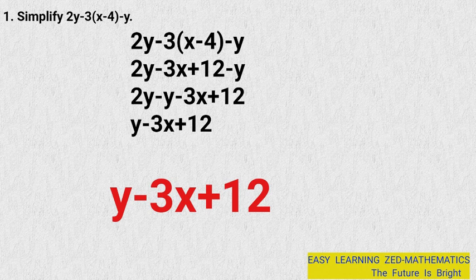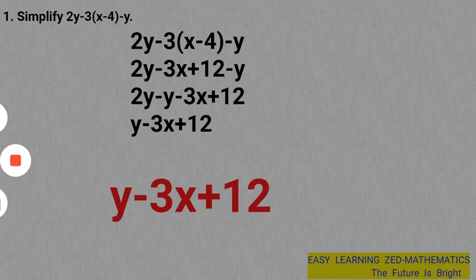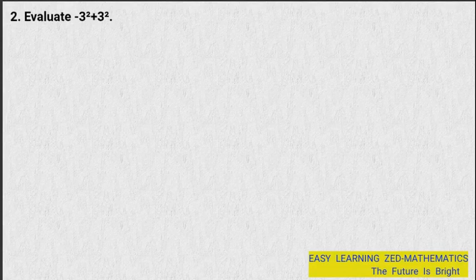Okay, let's go to question number 2. Question number 2 was evaluate negative 3 squared plus 3 squared. Evaluate negative 3 squared plus 3 squared. So this is the question that came on question 2. So what you need to do is write the expression, then multiply. You need to understand that when negative 3 is raised to the power of 2, the negative sign is not squared, only 3 is squared.